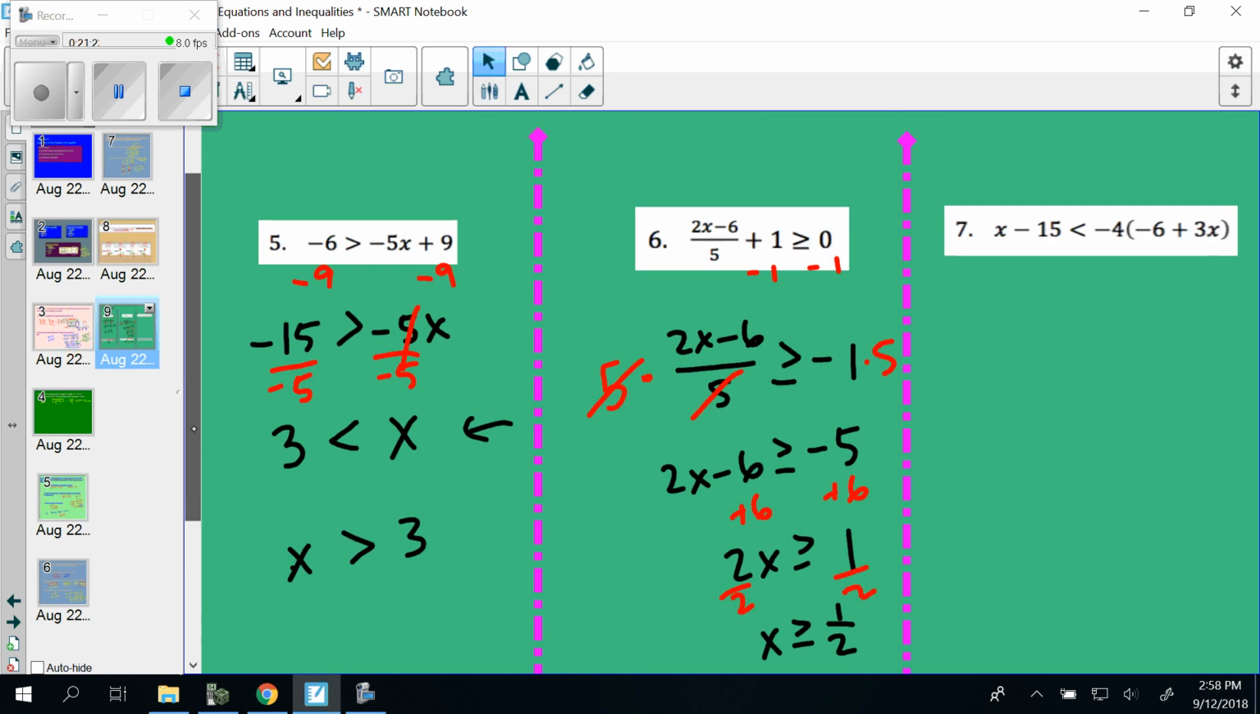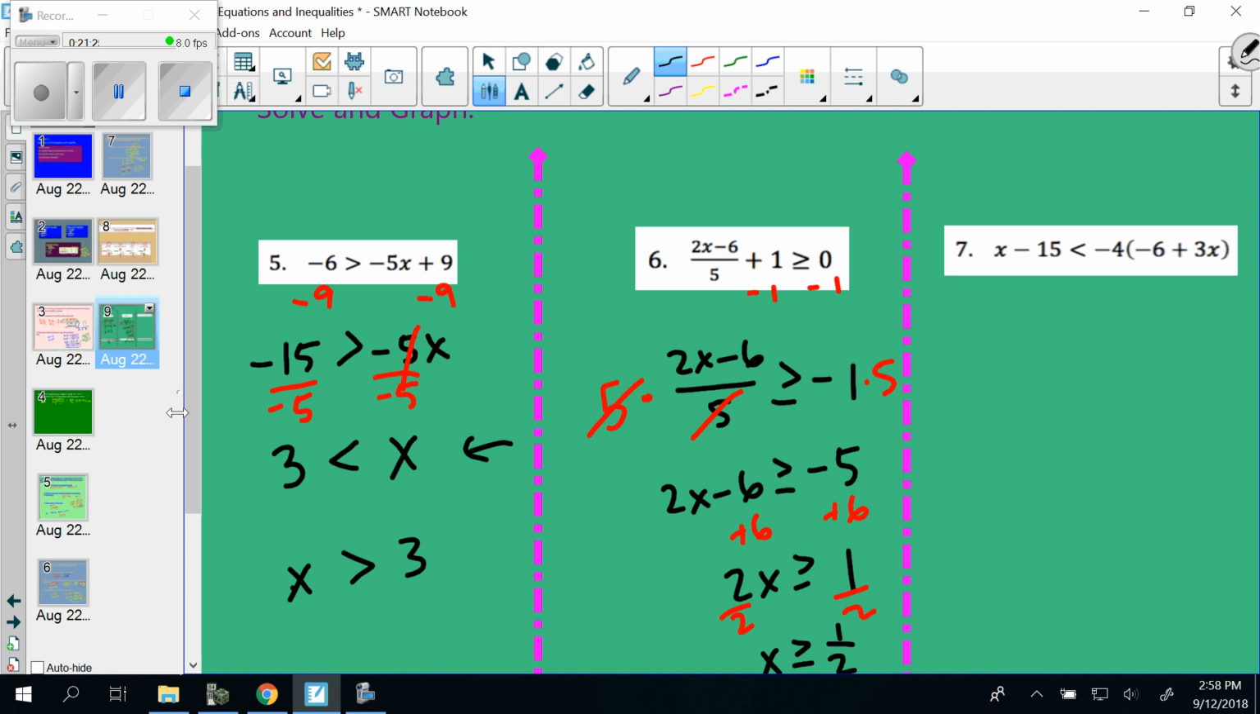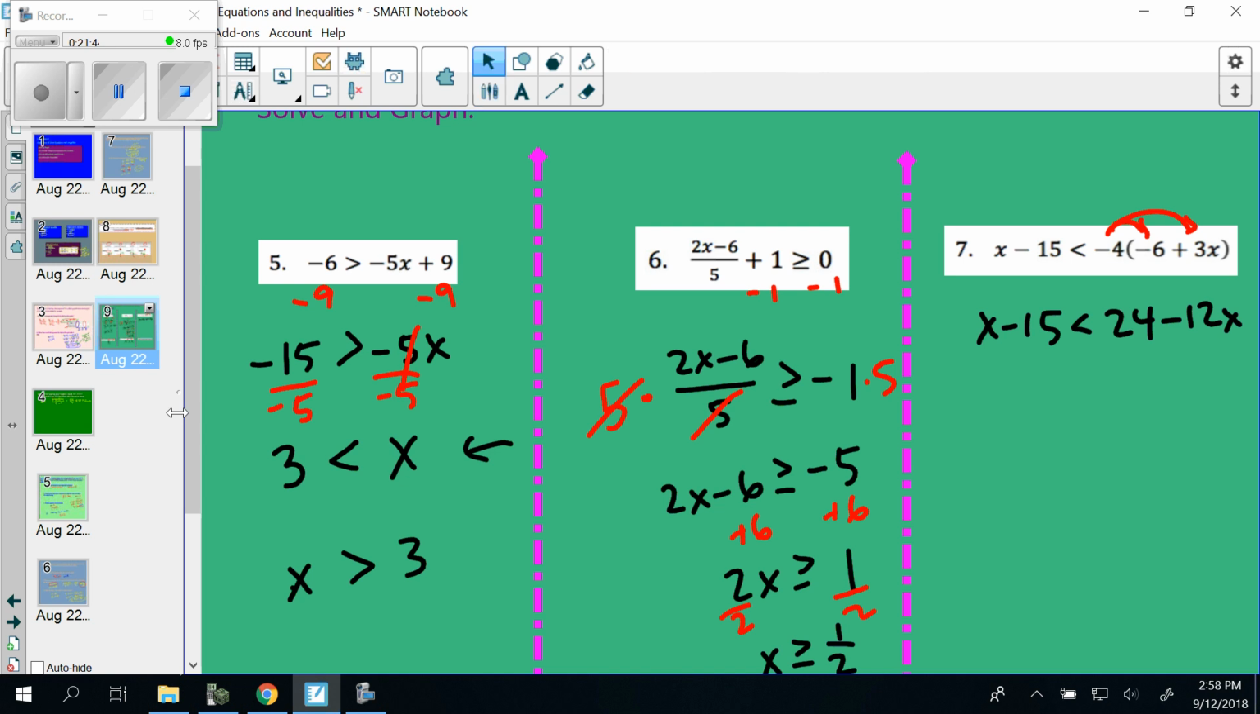All right, last one. Again, solving here. Now you got some distributing you'd want to start with over here. So doing that, we would have positive 24 because we're multiplying two negatives, minus 12x. Okay, now you just got to pick a side to move stuff to and go from there.